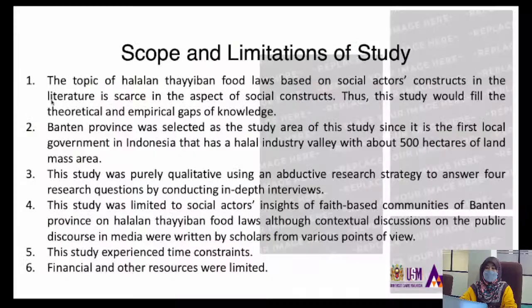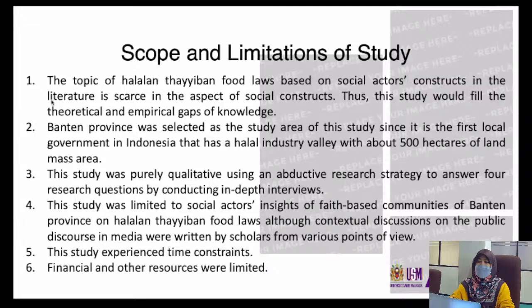The topic of Halalan food laws based on social constructs in the literature is scarce in the aspect of social constructs. Thus, this study would fill the theoretical and empirical gaps of knowledge. Banten province was selected as the study area of this study, since it is the first local government in Indonesia that has a halal valley industry with about 500 hectares of landmass area.